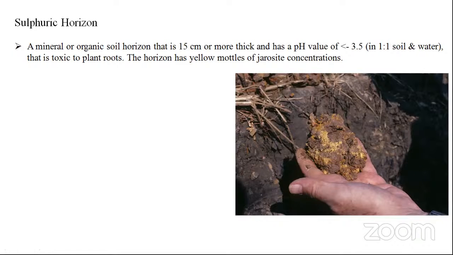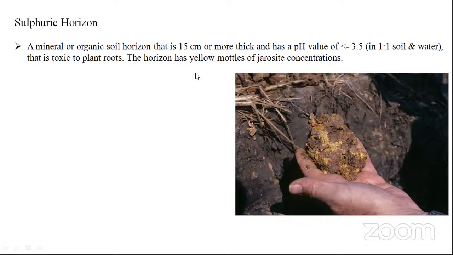It's a mineral or organic soil horizon, 50 centimeters or more thick. The pH will be less than or equal to 3.5 when tested in a 1:1 soil-water condition. And it is highly toxic, students, because the sulfuric acid content will be very high in this horizon. Mostly this horizon is formed under parent material with some sulfuric material, acids, and iron sulfates. What will happen? When this is exposed to the outer environment, the sulfidic material will convert into sulfuric acid.